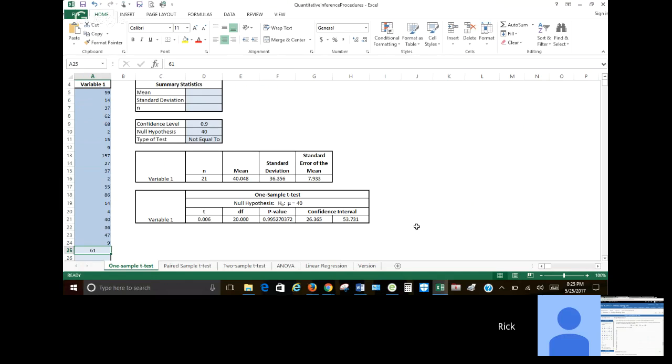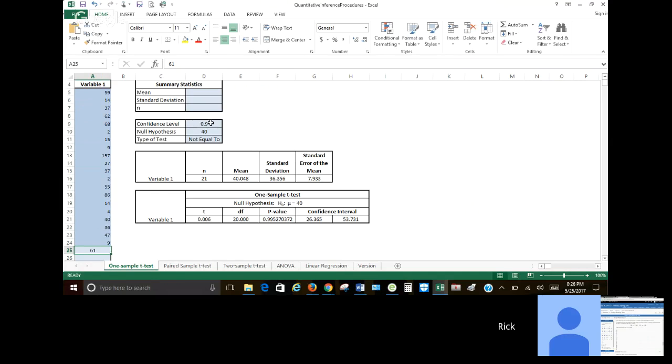Did they put in the right n? It's calculated automatically. Under variable 1, n is 21. Can you see my screen, Paul? Yeah, I sure can. N is 21, then our mean is the same at 40.048. So, Michael, what's different on yours that's making your p-value much lower than mine?